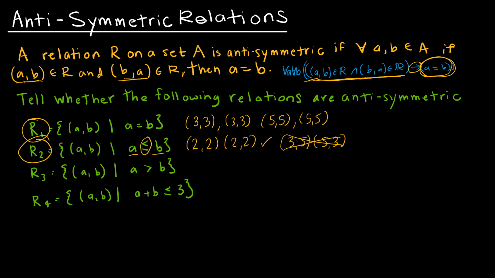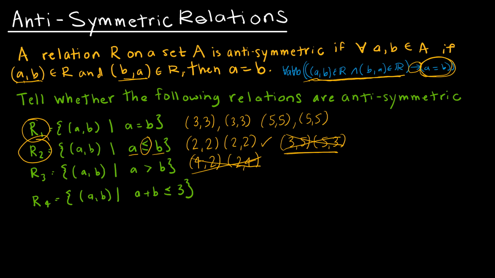Let's take a look at R3. A is greater than B. So if A is greater than B, let's say I have 4, 2. So 4 is greater than 2. I wrote it obviously as an inequality, but let's just write it 4, 2. 4, 2 is in fact in R3 because 4 is greater than 2. 2, 4 is not in R3 because 2 is not greater than 4. So again, just like we talked about here, we're only concerned about items where both A, B, and B, A are in the relation.